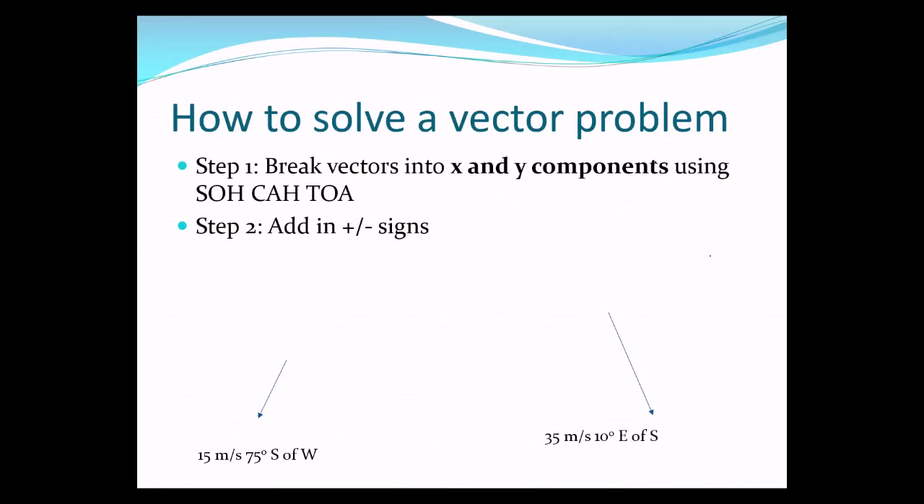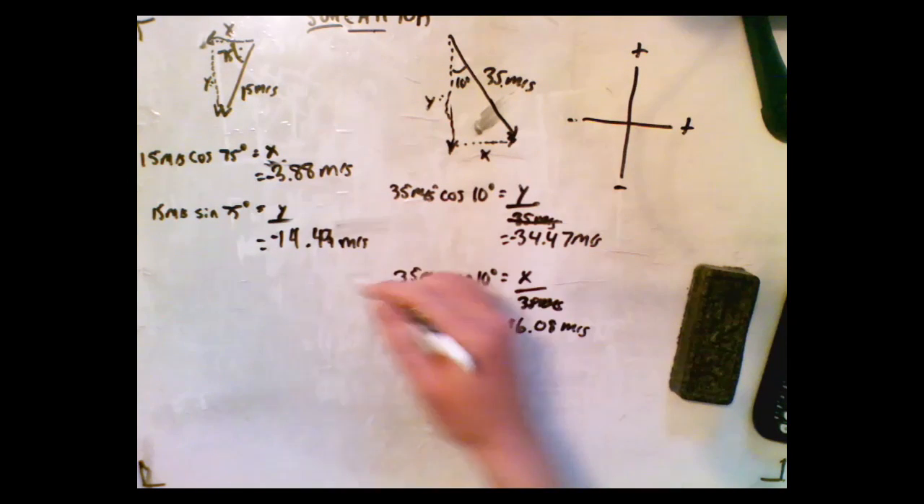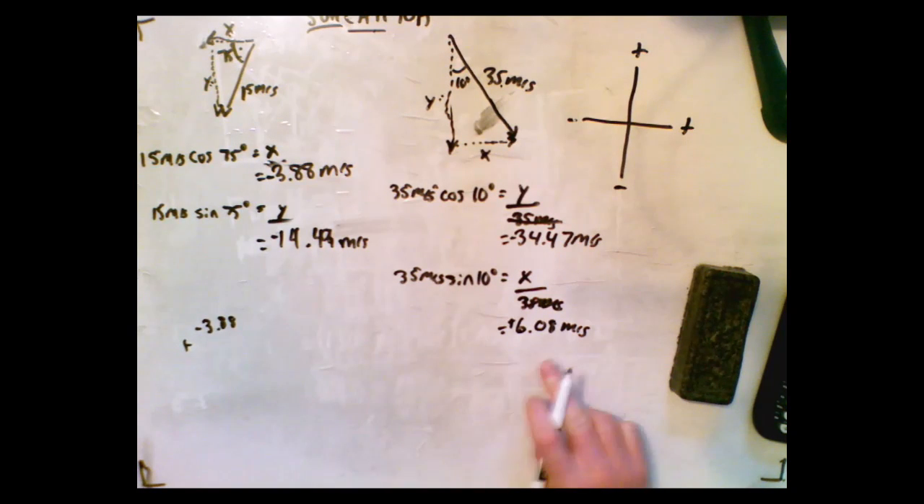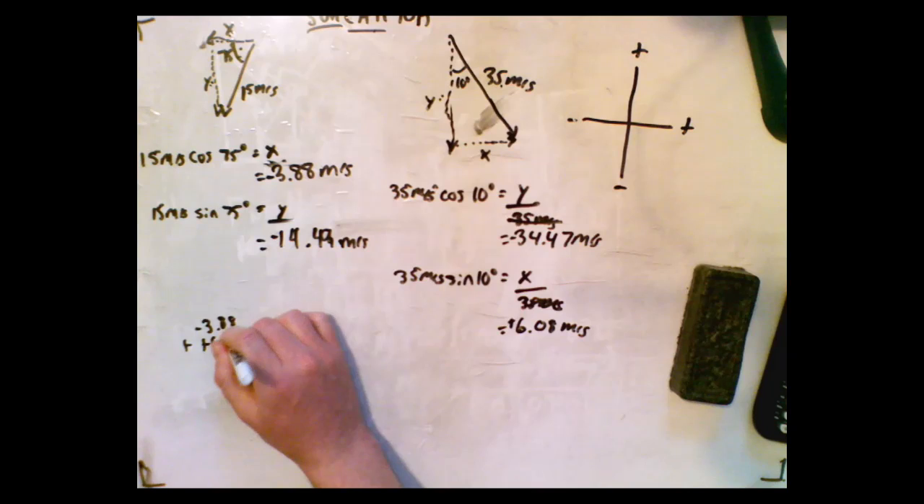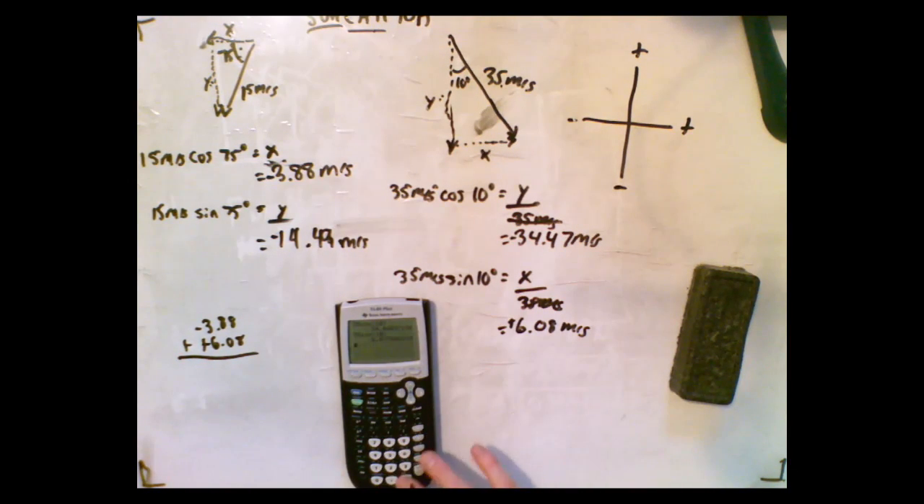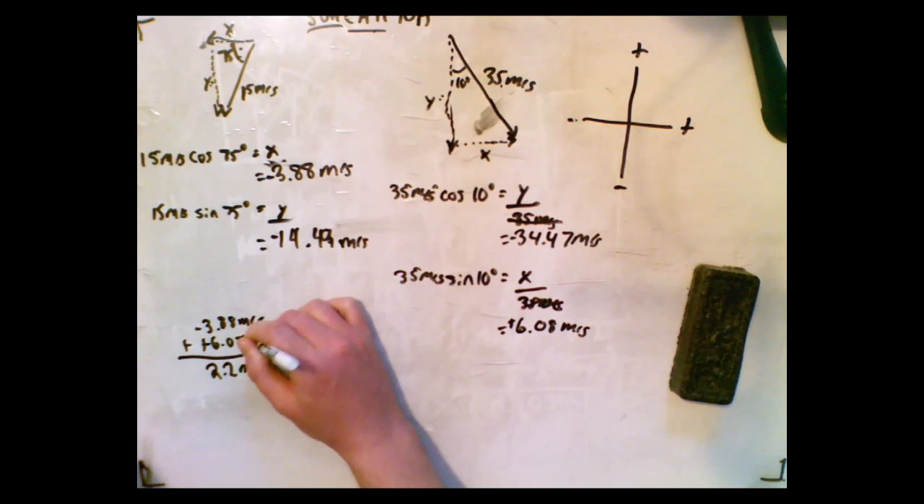So 3 of them are negative, and 1 of them is positive. So our next step is add together your x and y components. So we're going to want to add together all our x's, and we want to add together all our y's. So now what I'm going to do is I'm going to take my x, which is negative 3.88, and I'm going to add it to my other x, which is positive 6.08. So I'm going to add negative 3.88 with 6.08 positive, and I end up getting 2.2 meters per second. These are all meters per second.